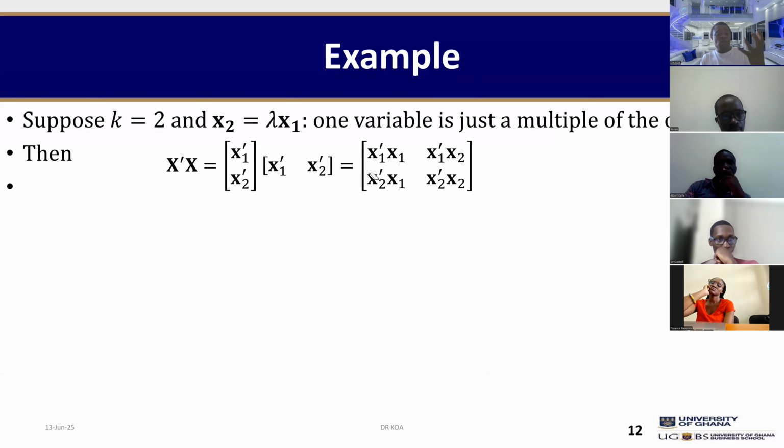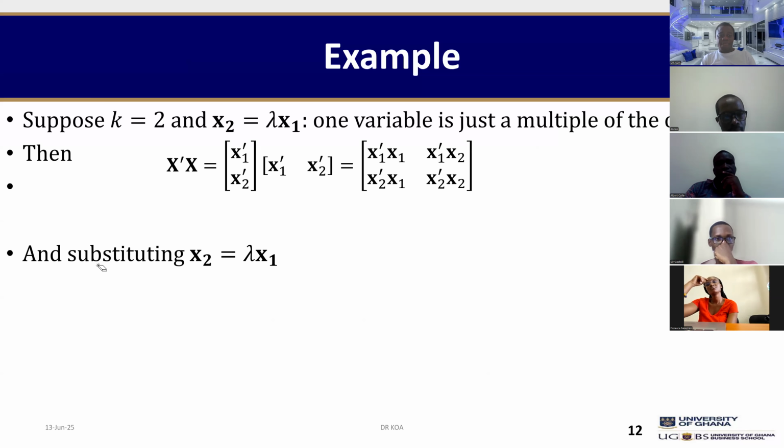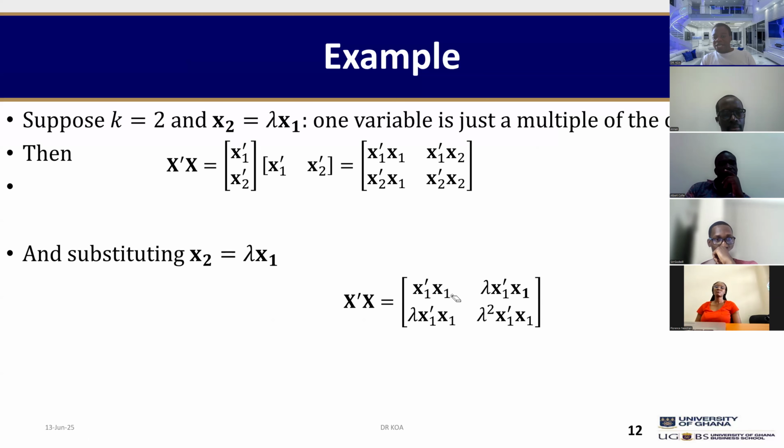So this is one way. If you know the numbers, you can easily create your x prime x in this context. And you can substitute this one now for that, for the lambda x1, and then you can now get back each one of them with a lambda. Because x2, wherever you see x2 here, that's what it means. You represent that x2 by the lambda x1. So here there is x2, that becomes lambda x1.